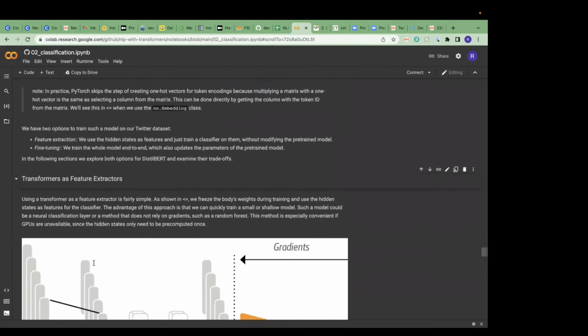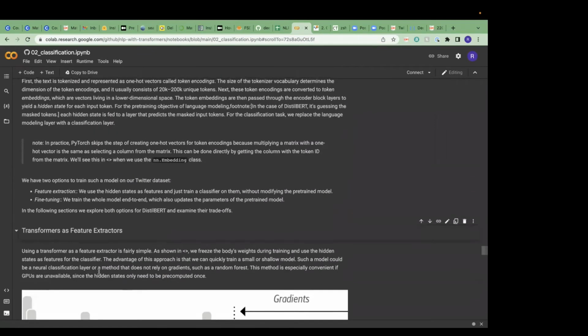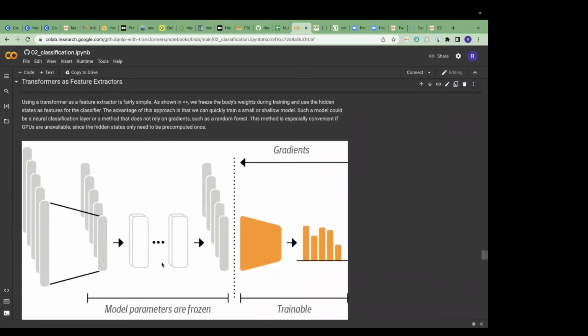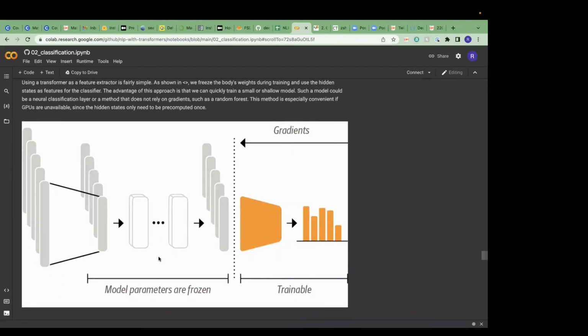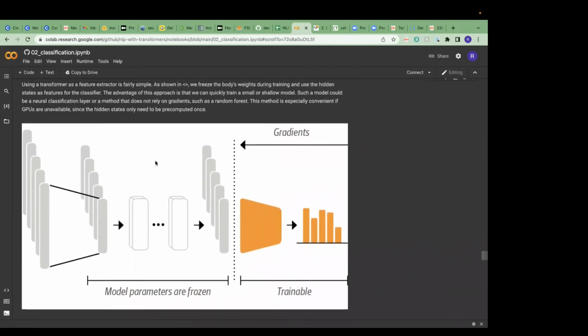So there are two methods that this book goes over. One is transformers as feature extractors. The whole idea is that your encoder is frozen, so there's no gradients, no backprop, no gradient descent or any optimizer for these parameters. Your encoding is fixed, and your classification head is what receives the gradients and is optimized. You're basically using the transformer as a black box for feature extraction.